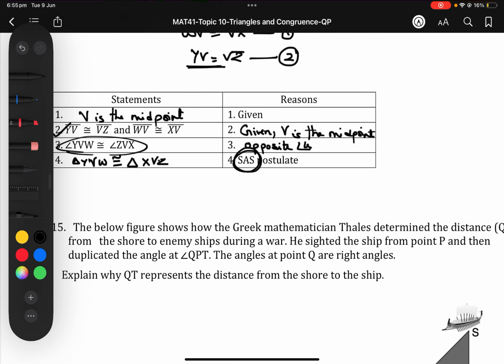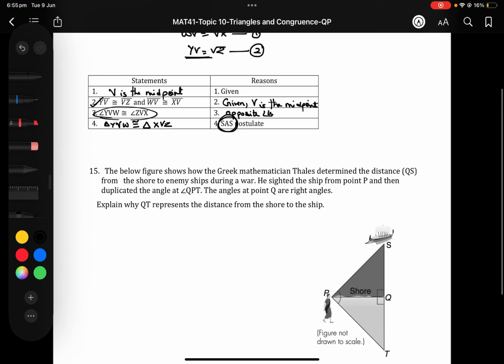Next is the figure below showing how the Greek mathematician Thales determined the distance. Leave this question. I hope they wouldn't ask this question, because it is with respect to the right angles, and I don't think the right angles part is given in the textbook, because they have given the last type of questions is this. Okay.